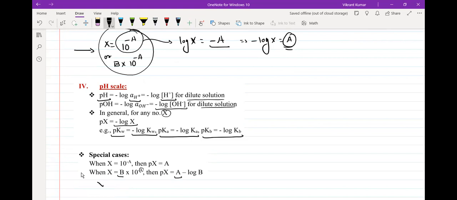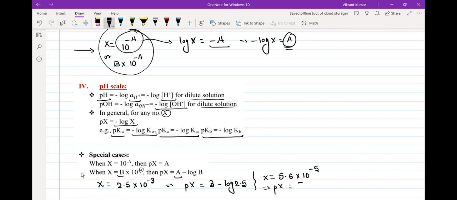So if I am having x is equal to 2.5 into 10 raised to minus 3, so I'll write p of x will be simply 3 minus log 2.5. Okay? If I'm having x is equal to 5.6 into 10 raised to minus 5, so I'll write p of x will become 5 minus log 5.6. Simple. Is it okay?